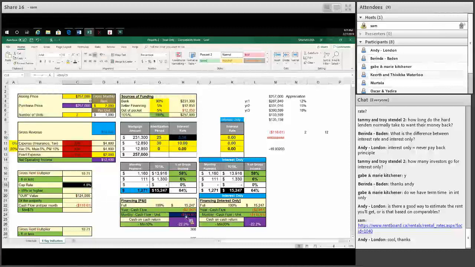So we go bank financing, 231, 25 years, 354. We have the amortization at 12,850, 30 years at 10%. When we run the numbers, we see that the yearly cash flow is 2,800 in the negative. Monthly cash flow is negative $118 per month. So we're basically losing money every month on this property.